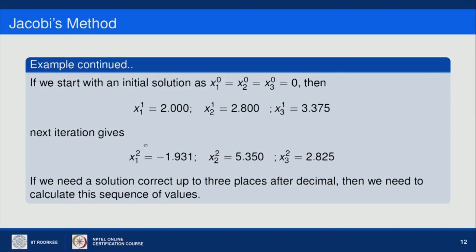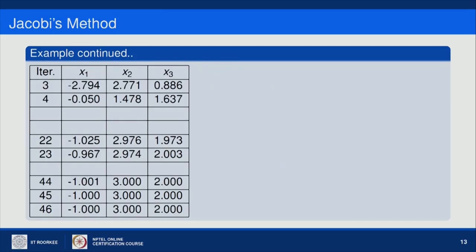Now, if I put these values in the right hand side of these three iterative equations, I can get the next iterate of x, and that will be minus 1.931 for x1, 5.350 for x2, and 2.825 for x3. If we need a solution correct up to 3 places after decimal, then we need to calculate this sequence of values for further k. So, using the same, this table gives me the values of x1, x2, x3 in the third iteration, then in the fourth iteration, and you can see the values are changing quite differently in each iteration.